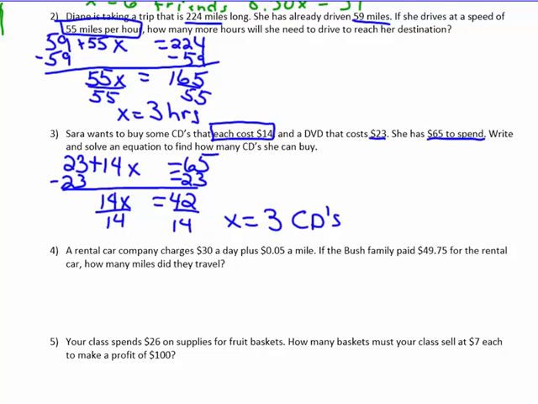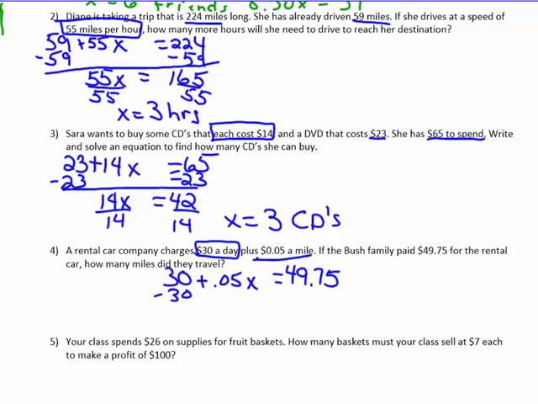So a rental car company charges $30 a day plus 5 cents a mile. If the Bush family paid $49.75 for the rental car, how many miles did they travel? So this one's a little confusing because you're seeing a day. So we're going to pretend that they only did it for one day. So we know they spent $49.75. That cost $30, that was a flat rate, plus 5 cents for each mile, so 0.05. Notice there's kind of a pattern to these.